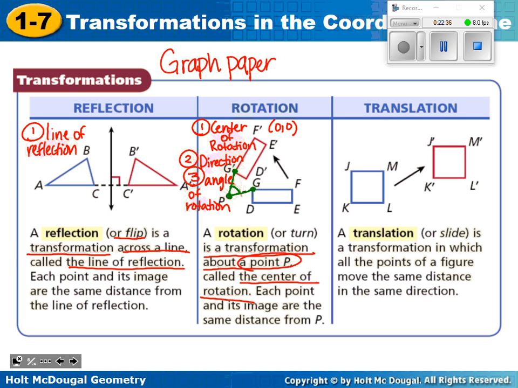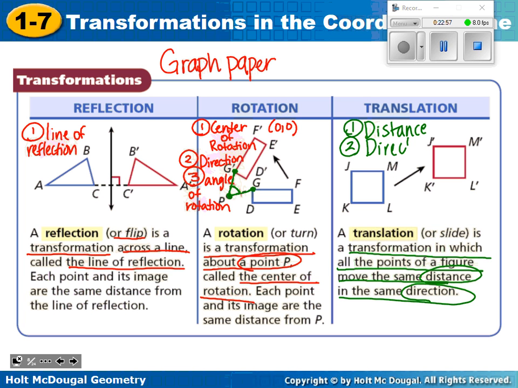Okay? All right, last one, translation. You're not going to use slide. You're going to say it's a transformation. All the points of the figure are going to move the same distance in the same direction. So those are the two things you're going to tell me if it's a translation. You're going to tell me distance, and you're going to tell me direction. For example, you might say you're going to shift it right 2, down 3. Okay, so direction and distance. If it's on a graph, you have to list the specifics to get credit. If it is not on a graph, like the problem before, you don't have to tell me anything other than translation, rotation, or reflection. Okay?